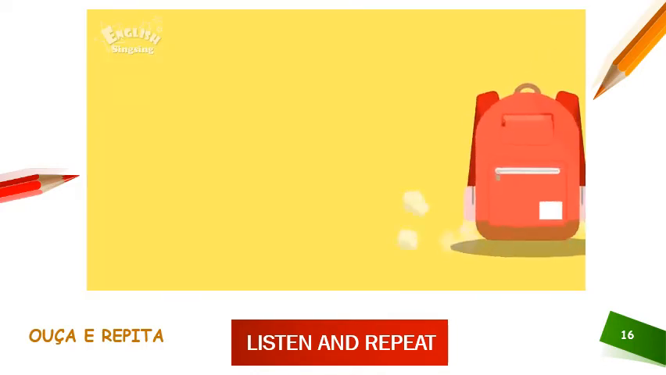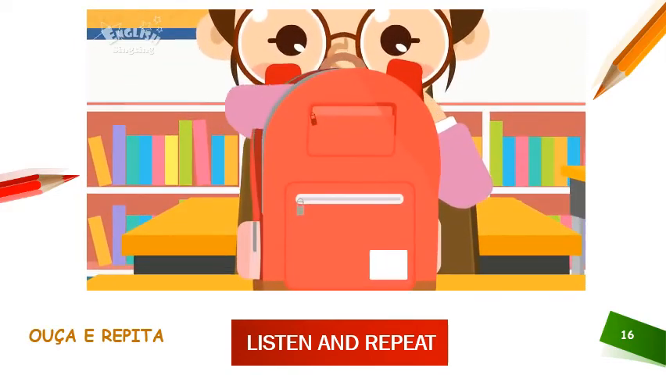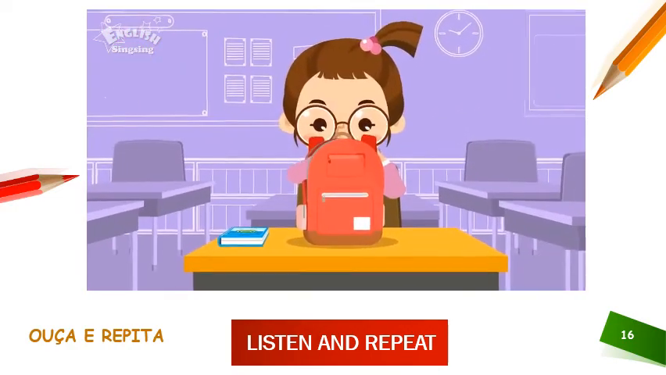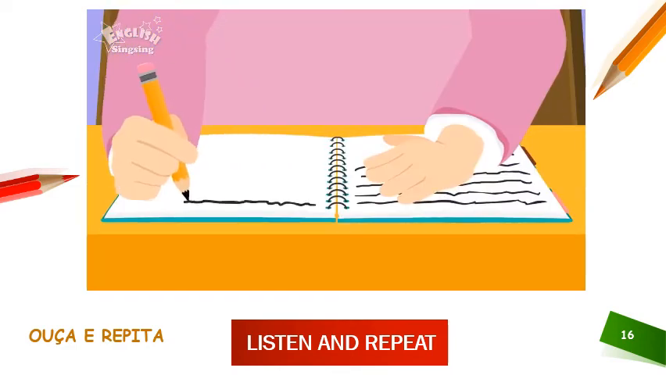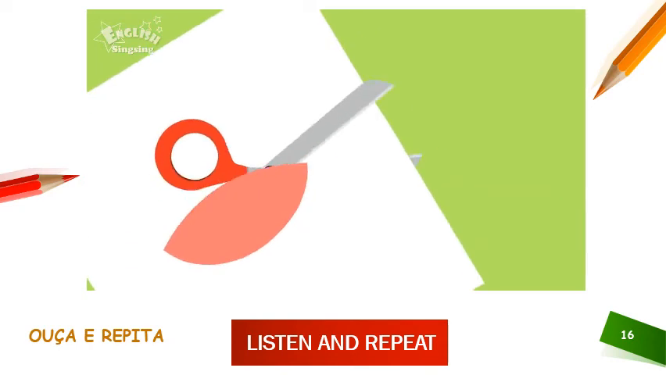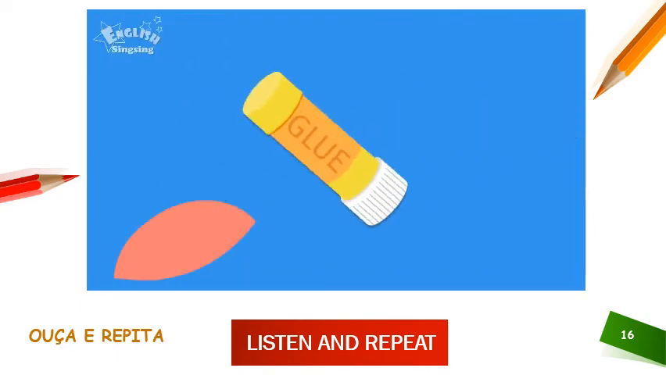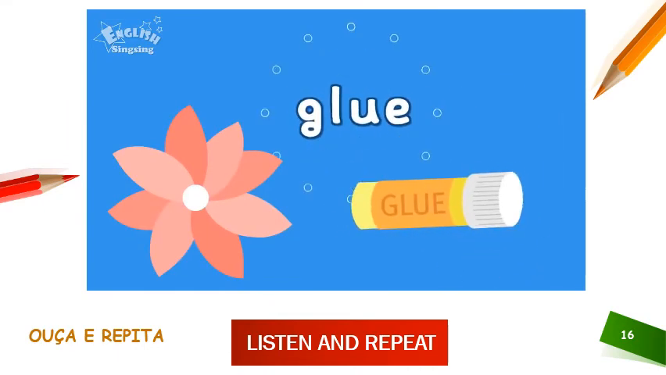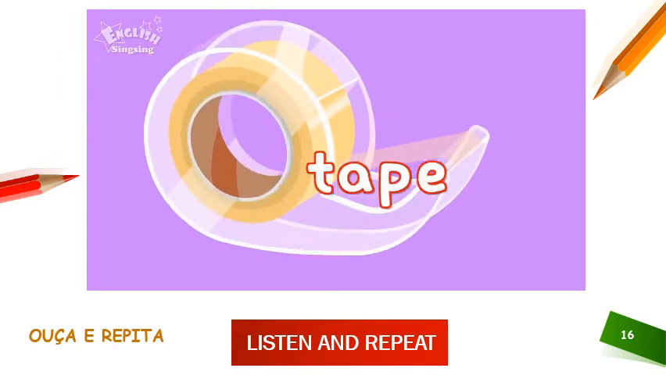English Sing Sing. School supplies. What's in your backpack? It's my book. I can read. Book. It's my notebook. I can write on it. Notebook. These are my scissors. I can cut the paper. Scissors. It's my glue. I can stick them with it. Glue. It's my tape. I can put them with it. Tape.